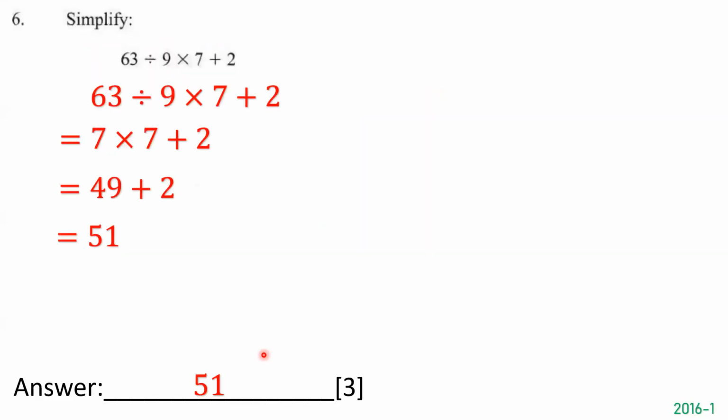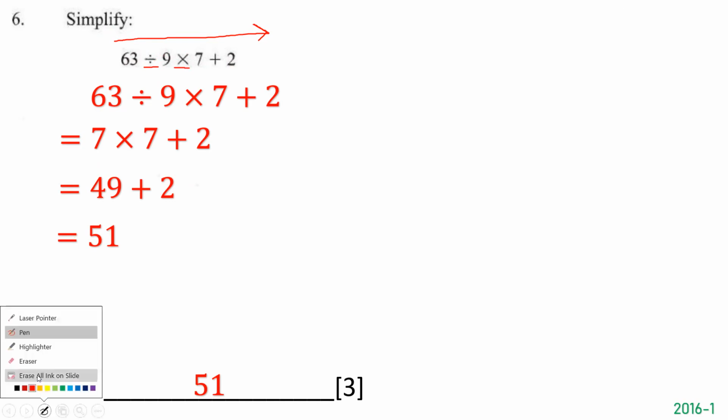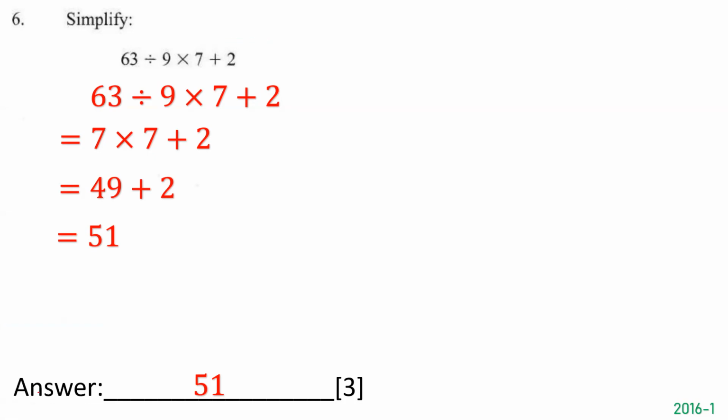Moving right along, we have this question here. They want us to simplify. This is a very good question because notice we have 63 divided by 9 times 7 plus 2. And if you look carefully, you notice that from left to right, division comes before multiplication. Since division and multiplication are equally weighted, we are going to do the division before we do multiplication, because from left to right, we always do whatever comes first. So they are equally weighted, and so we go from left to right. Whatever one comes first, that's what we do first.